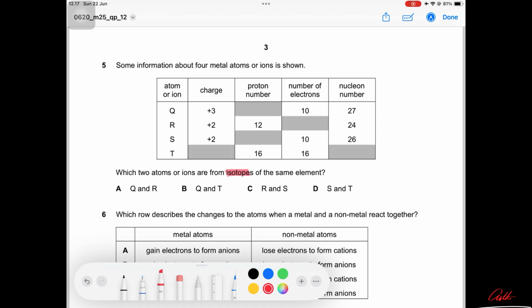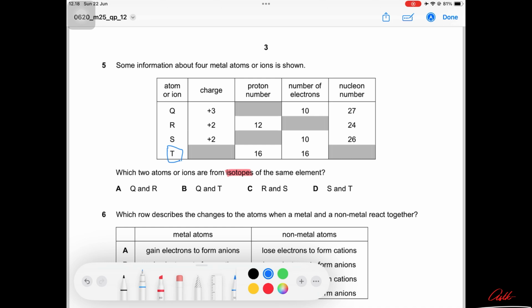Okay, we have a question about isotopes for number 5. So you know the meaning of isotope. It should have the same number of protons but a different number of nucleons. Okay, the same number of electrons means they should have the same atomic number. I will not explain in the order of the atoms, but I will start from atom T. Okay, T has 16 electrons and the same number of protons.